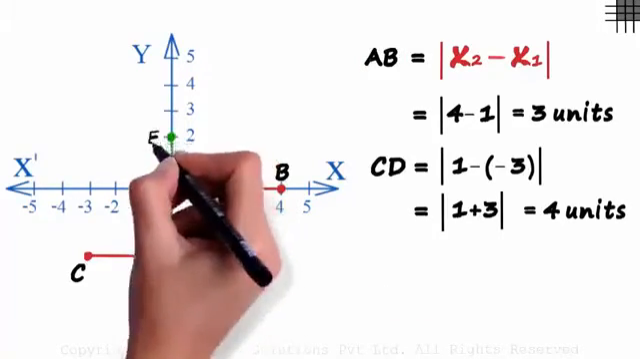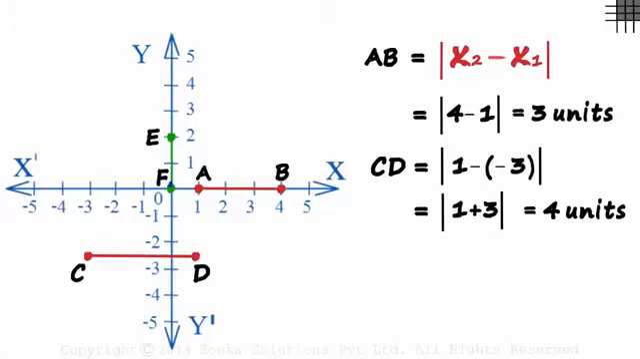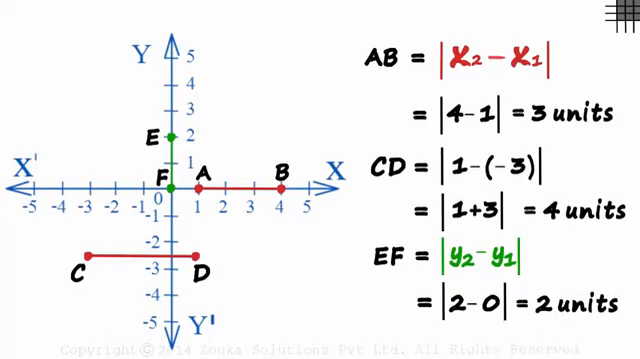What's the length of line segment EF? When we say length of EF, we mean the distance between E and F. What will EF be equal to? It lies entirely on the y-axis. The distance between any 2 points on the y-axis is the absolute value of the difference in the y-coordinates. The y-coordinates of E and F are 2 and 0. EF will be the absolute value of 2 minus 0, 2 units.